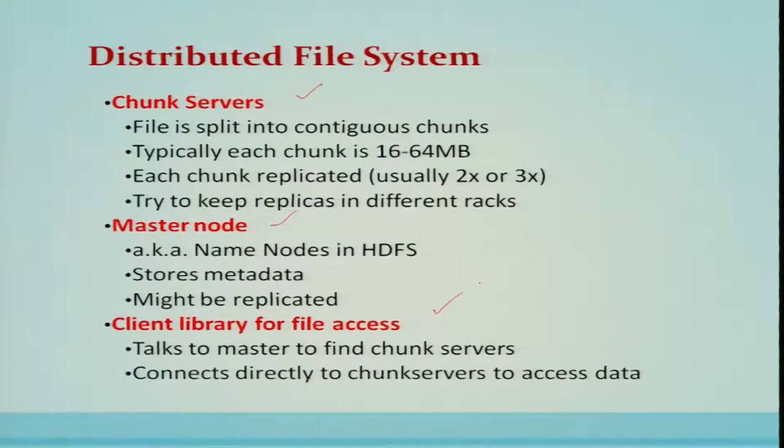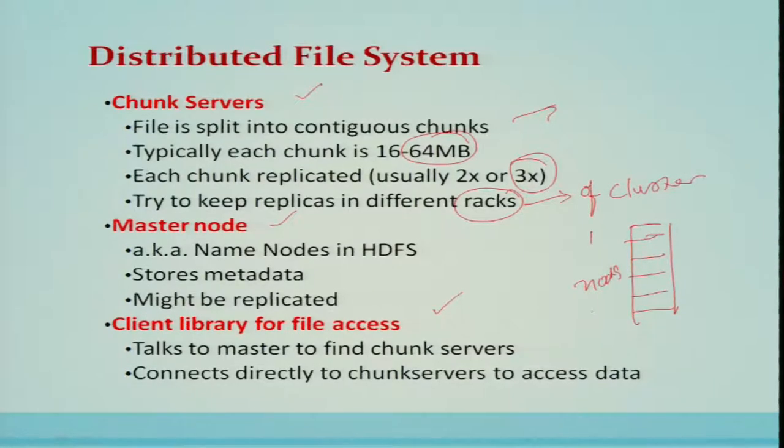Chunk servers are where files are split into contiguous chunks and stored. Each chunk is of size 64 MB. Each chunk is replicated 3 times, and we try to keep these replicas on different racks of the cluster. A rack in a cluster consists of more than one node, interconnected with a fast switch. This is called a rack, which is located in one unit.